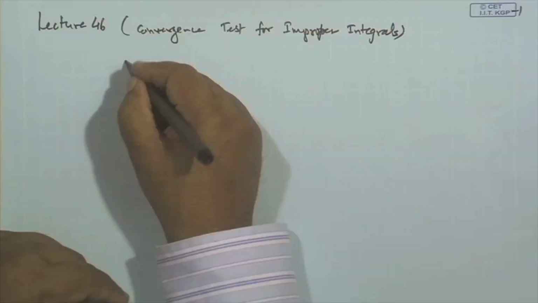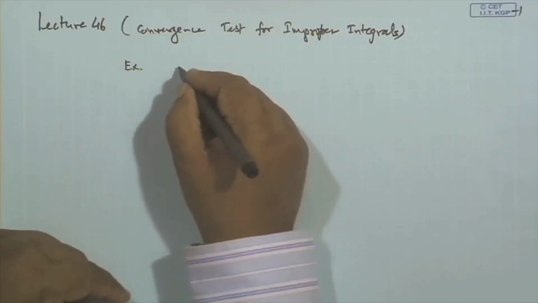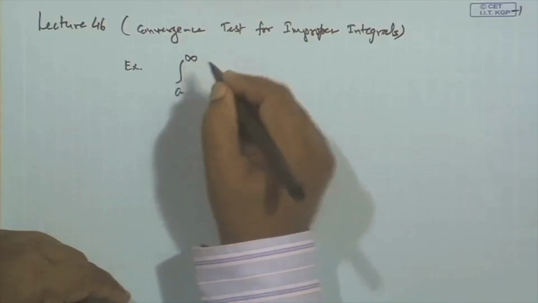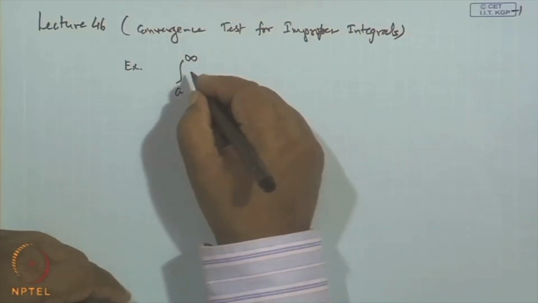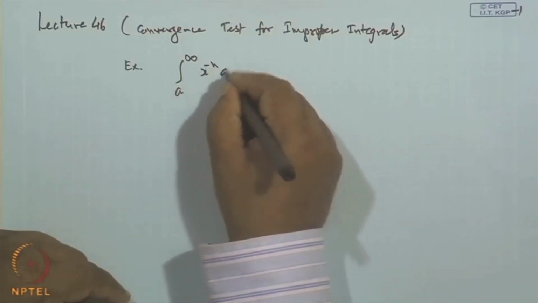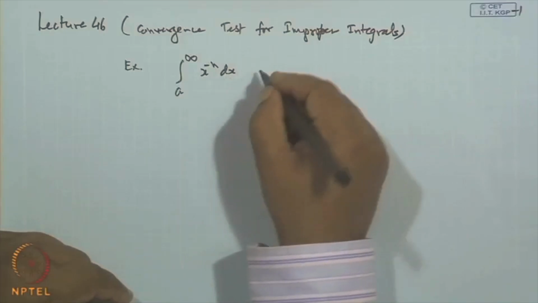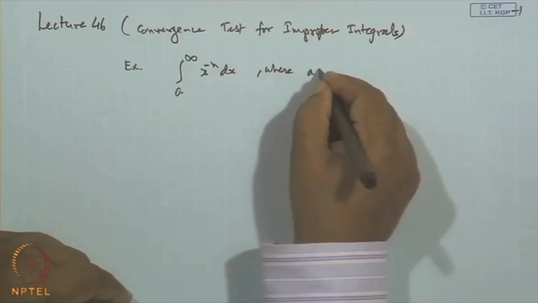Okay, so today we will discuss a few tests which will decide the convergence or divergence of the improper integral. We have already discussed these two examples. The first example which we have discussed is the integral from a to infinity of x to the power minus n dx, where a is greater than 0.